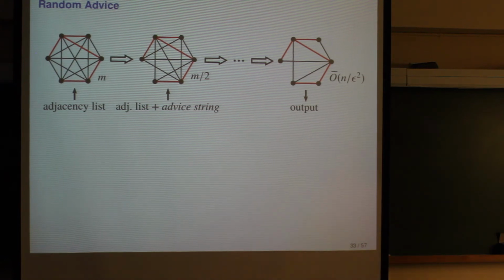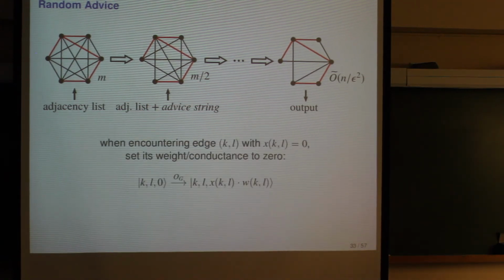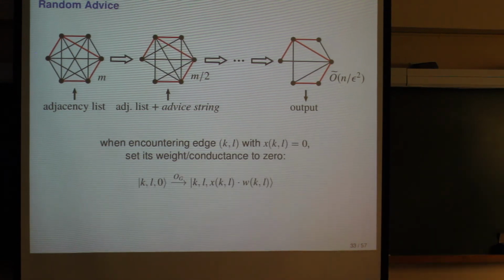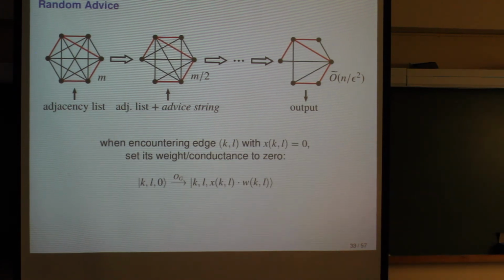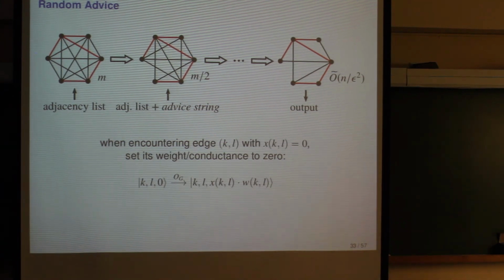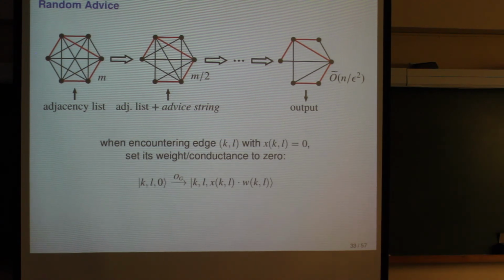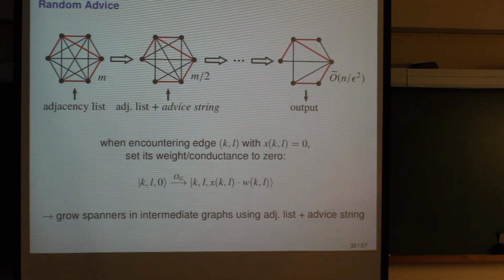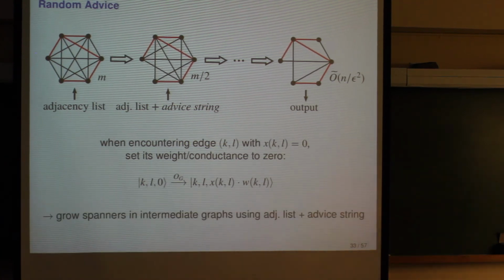Right, so now we can imagine doing the same thing, and it turns out that this basically suffices. If we have this random advice string, then in our spanner algorithm we can set the weight of the edge that we don't want to use, which is supposed to be discarded, to 0, and so the spanner will avoid these, and this all works out pretty well. So we get an implicit description of the intermediate graphs, which is all we need for our algorithm to run. Okay, so this just says that we can grow spanners in the intermediate graphs using this augmented access to the graph.